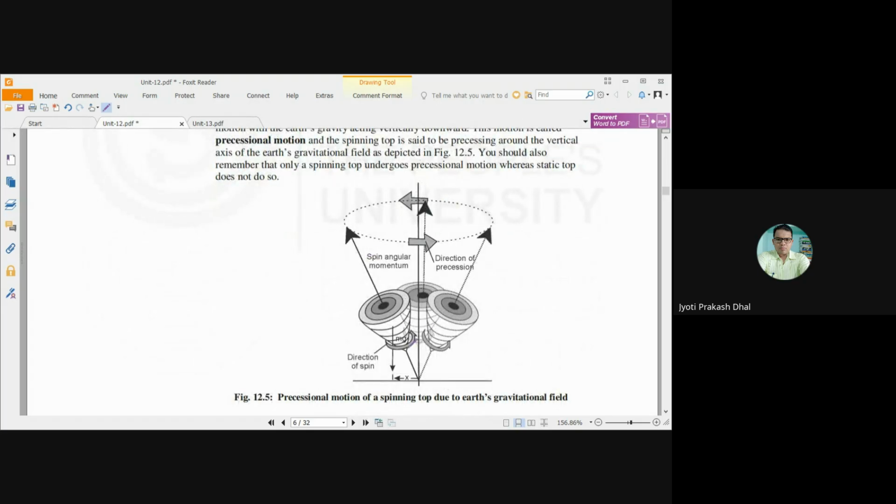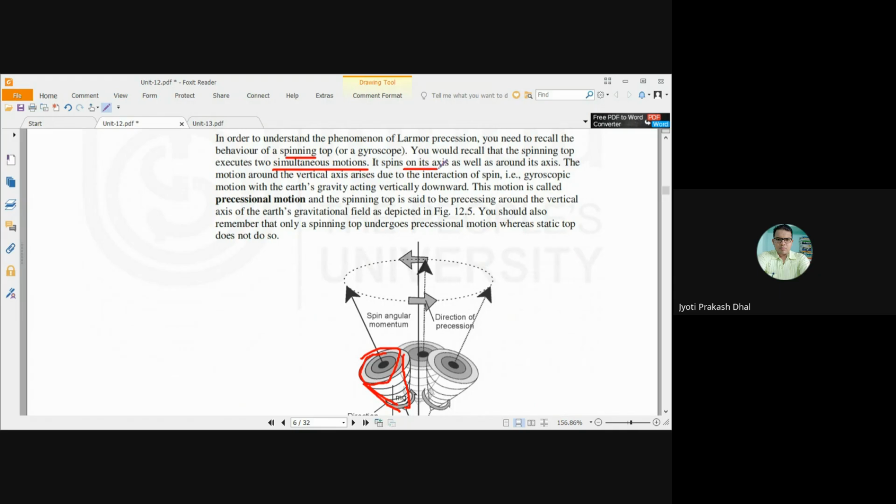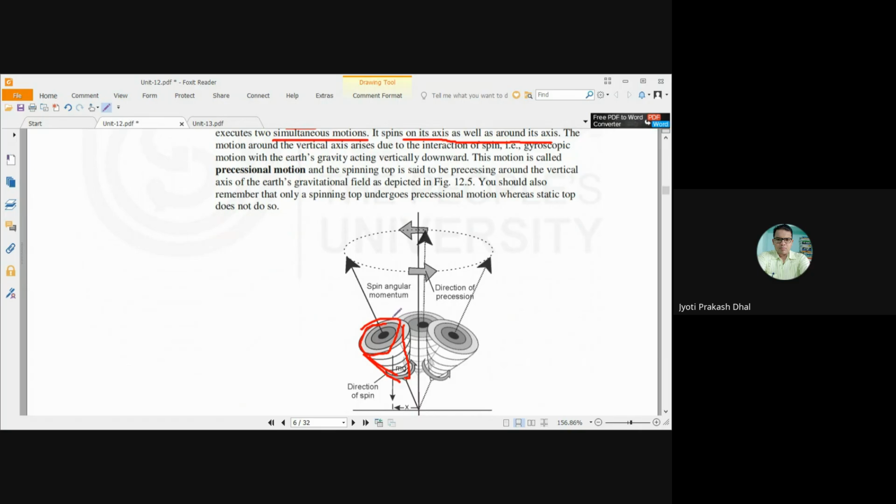So you can consider this a spinning top, just like a cone. That is called a spinning top. The spinning top possesses two simultaneous motions. The first motion is that it spins on its own axis. So this is its axis, and simultaneously it will rotate around its own axis.